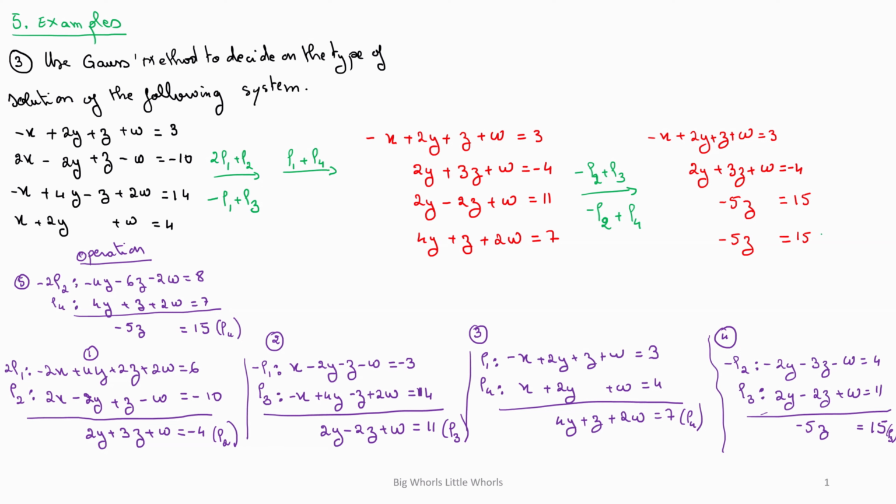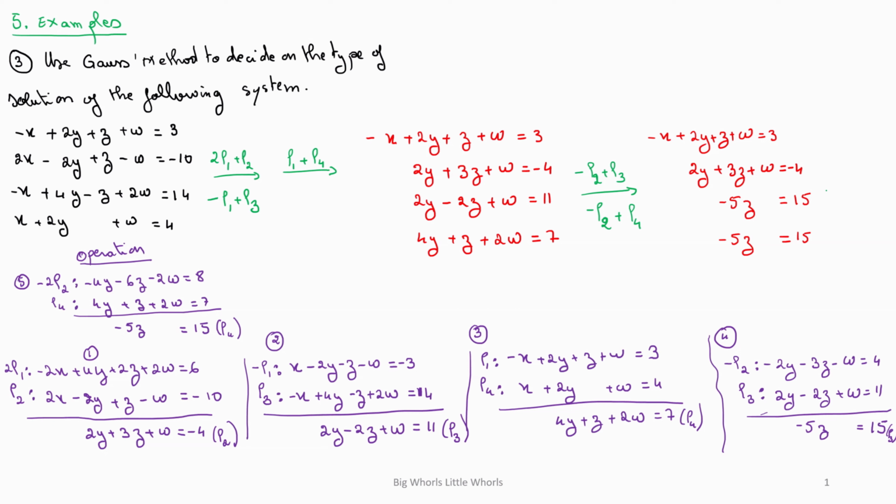Okay, this is equal to that. So this is our new system. Now what we have to do is to use the z in row 3 to eliminate the z in row 4. Is that okay? So yeah, that was my problem. I don't have enough space.